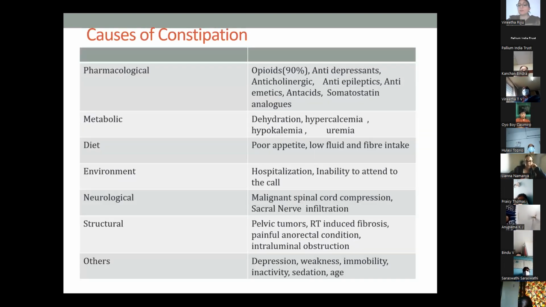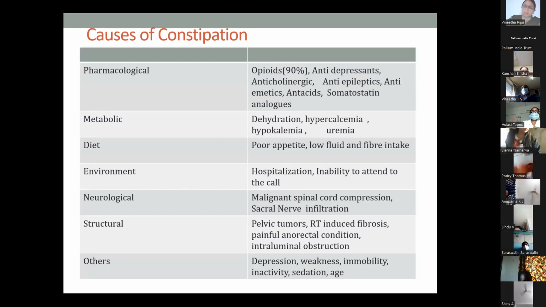We have a lot of causes for this. We need to understand what is the cause for the constipation. It can be pharmacological. It can be your drugs which is causing the constipation. If it is your drugs that is causing the constipation, it is reversible. So you have a chance to tweak your drugs, to make adjustments in your drugs so that you can relieve the patient's constipation.